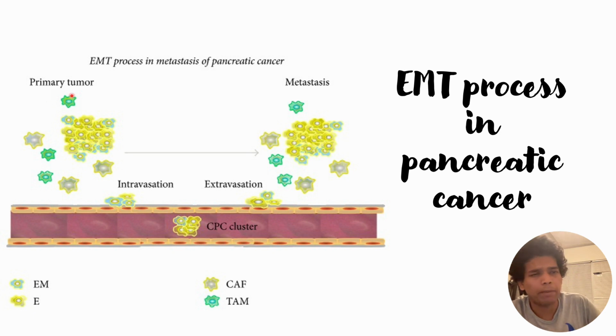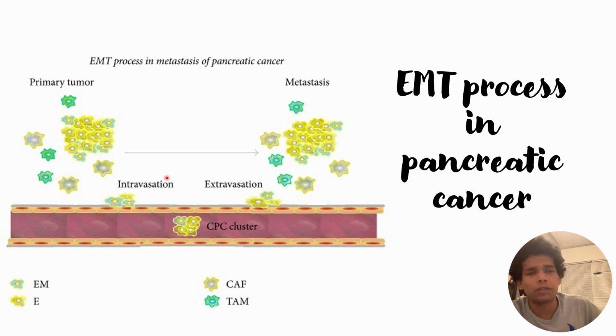And this is the graphical representation of how this metastatic process works. This is the primary tumor. On the left side it shows the primary tumor. What happens in this case is that these are the epithelial cells, and slowly they get transformed into mesenchymal cells. So this is the epithelial to mesenchymal transition.